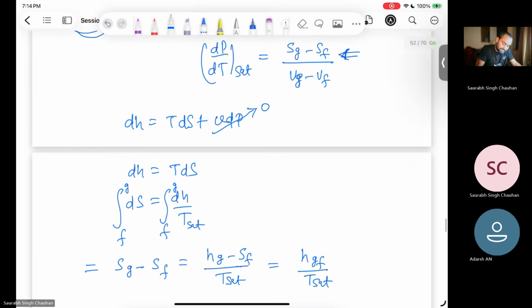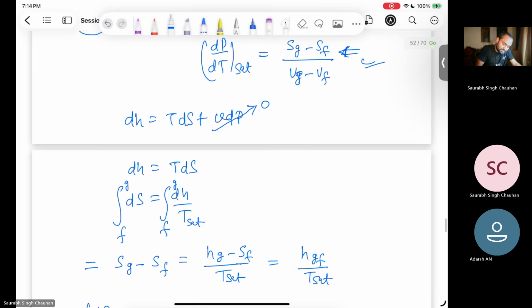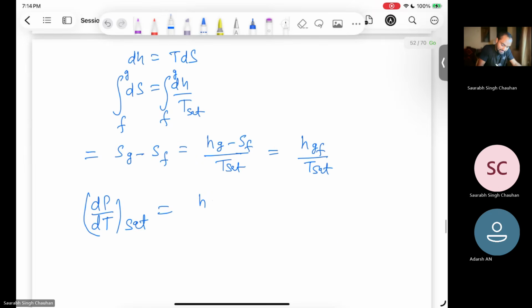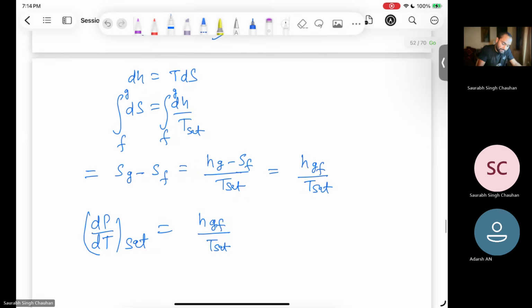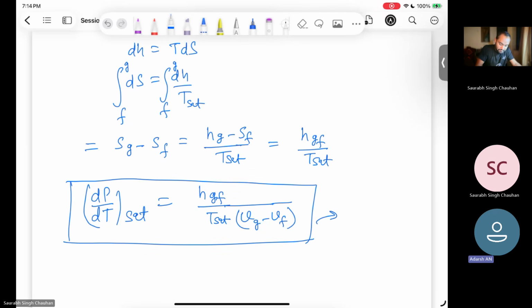So you can put this thing here. The dP by dt at saturation becomes Sg minus Sf, which is HFG by T saturation, divided by Vg minus Vf. So this is the Clapeyron equation. Basically, we are saying at a particular temperature, what is the corresponding latent heat to specific volume change? That is what we are saying, right?